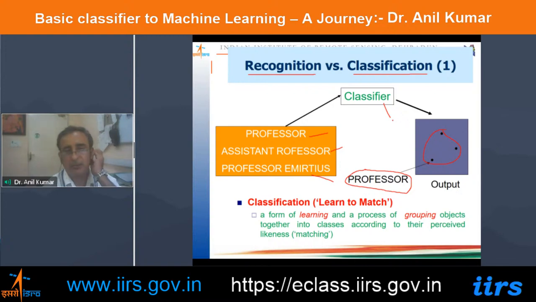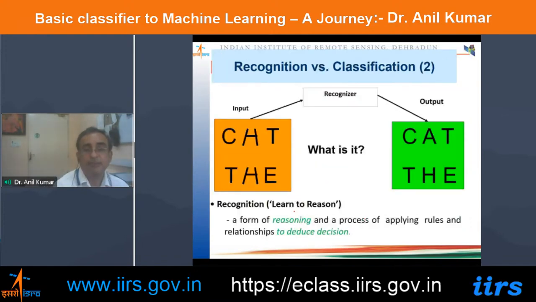So classification means learn to match, a form of learning and a process of grouping objects together into classes according to their perceived likeness or matching. They're matching 100% or 99%. With that accuracy, we can group the objects having similar properties or similar features, and this is basically a classification problem. Learn to match.